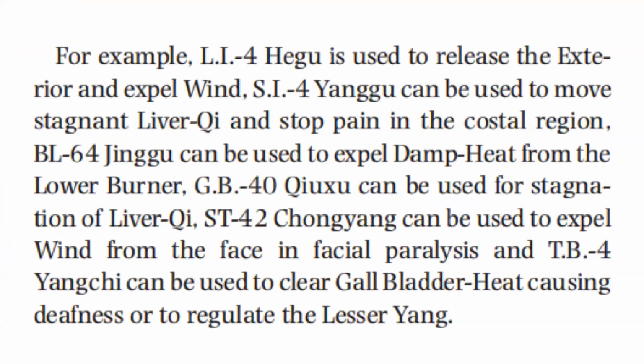For example, LI4 is used to release the exterior and expel wind. SI4 can be used to move stagnant liver qi and stop pain in the costal region. Bladder 64 can be used to expel damp heat from the lower burner. GB40 can be used for liver qi stagnation. Stomach 42 can be used to expel wind from the face in facial paralysis. And TB4 can be used to clear gallbladder heat, causing deafness, or to regulate the lesser yang.